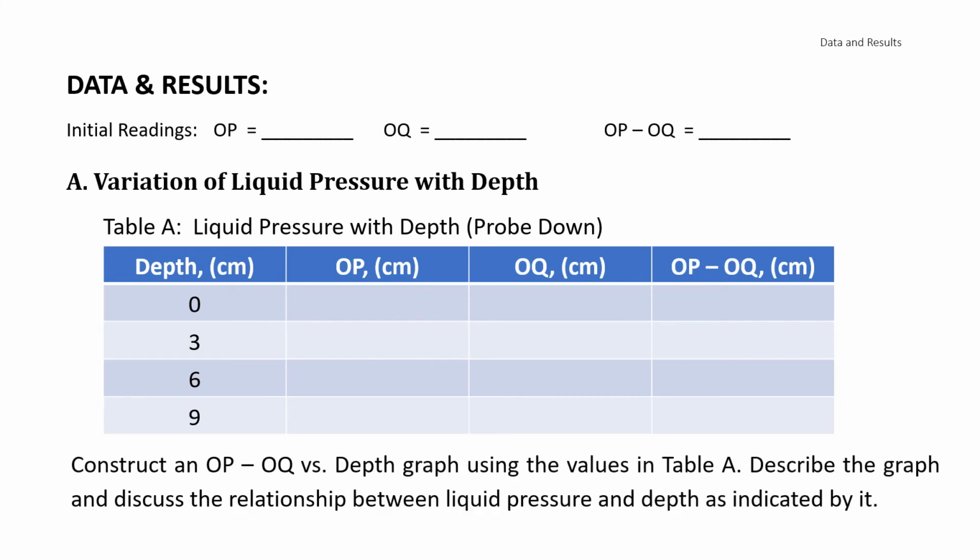Remember to construct an OP minus OQ versus depth graph using the values in table A. Describe the graph and discuss the relationship between liquid pressure and depth as indicated by it. You are provided with graphing paper on your activity sheets.